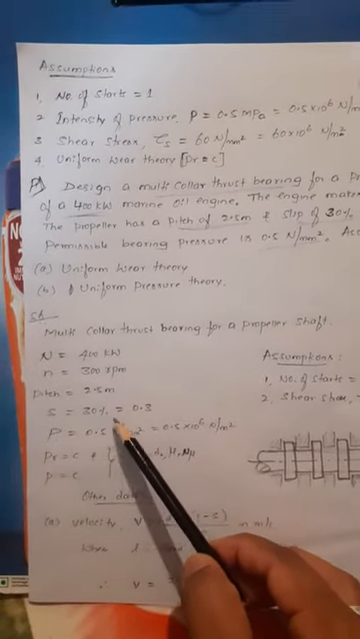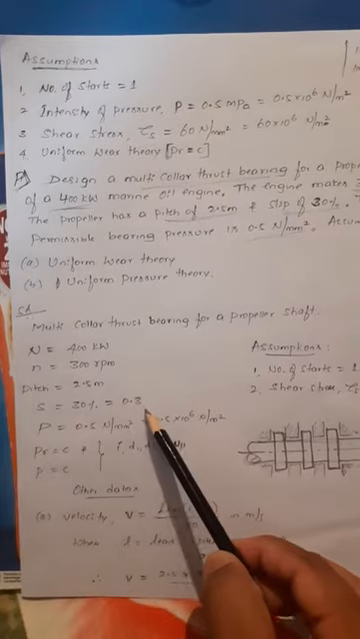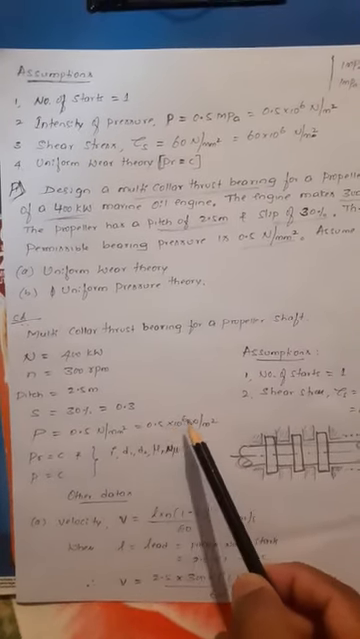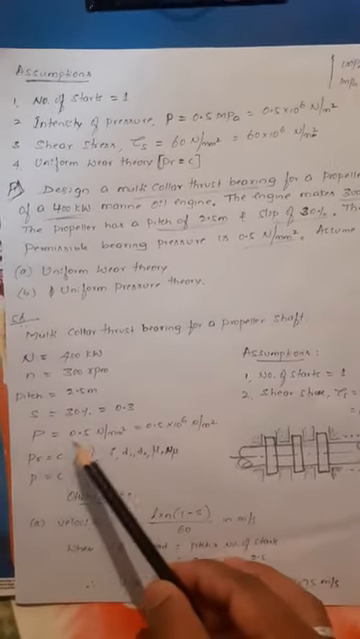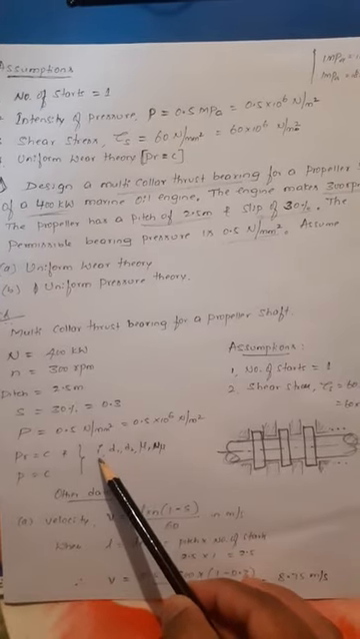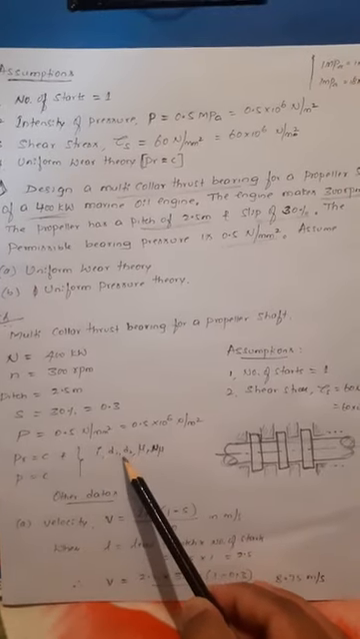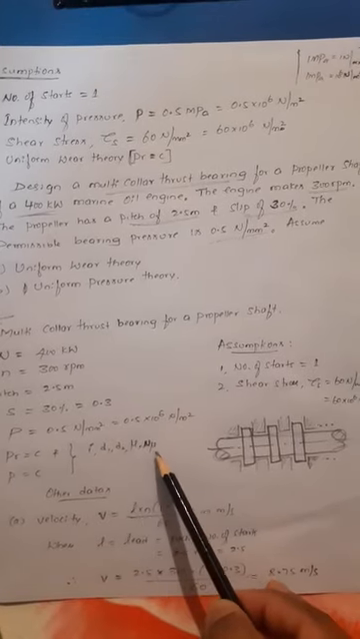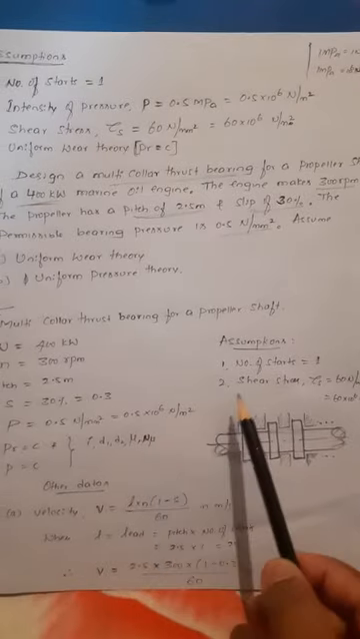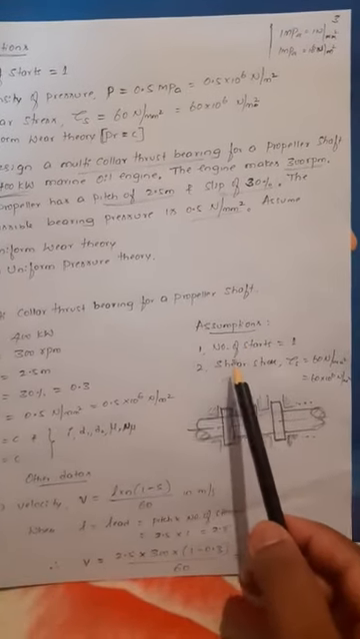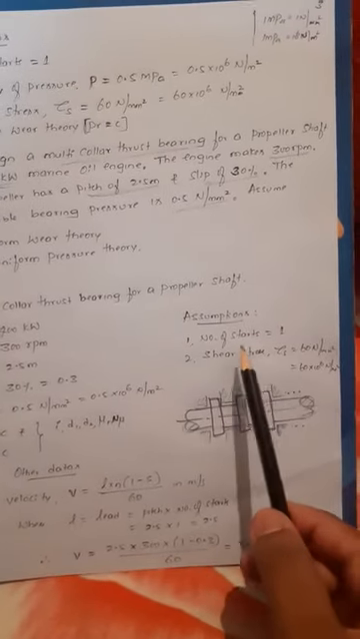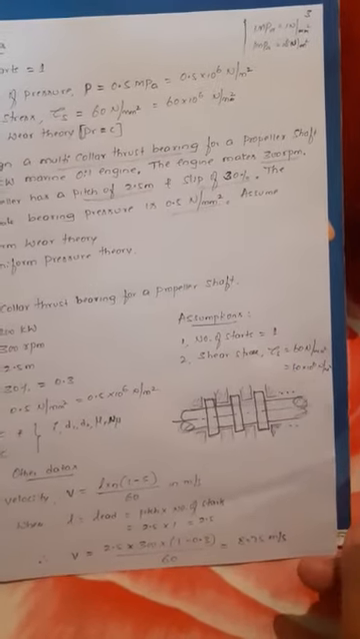Pitch is given. Then slip is 30 divided by 100, you get 0.3. The intensity of pressure is given as 0.5 Newton per mm square, converted into Newton per meter square. Based on the wear theory and pressure theory, I want to determine the design: what is the number of collars, the diameter of the collar, the diameter of the shaft, the coefficient of friction, and the power loss due to friction. The number of starts or threads is not given, so take it as 1. Then shear stress is equal to 60 MPa.